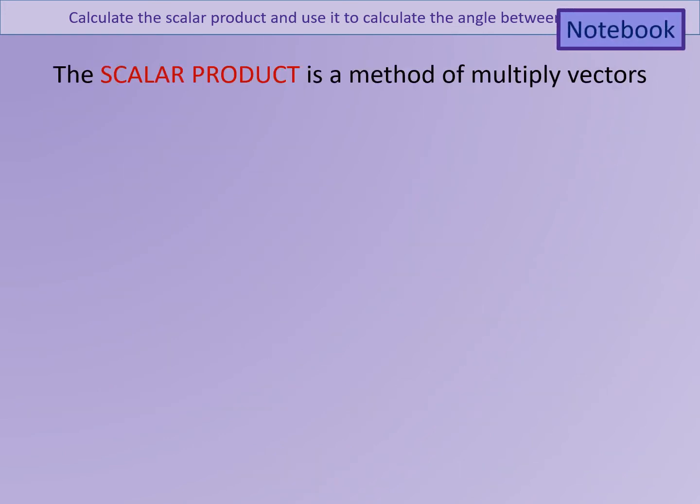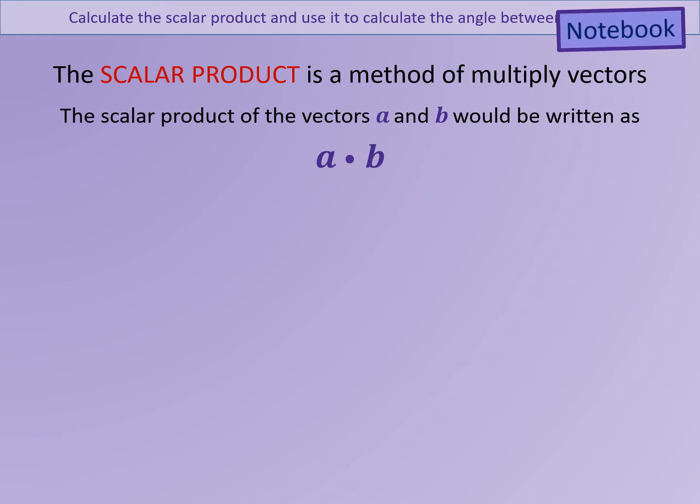The scalar product is one of the methods for multiplying vectors. When you find the scalar product of two vectors, the answer is always a scalar, hence the name scalar product. The symbol for the scalar product is a dot. So if you wanted to write the scalar product of A and B, we would write A dot B. For that reason, the scalar product is also sometimes informally called the dot product.